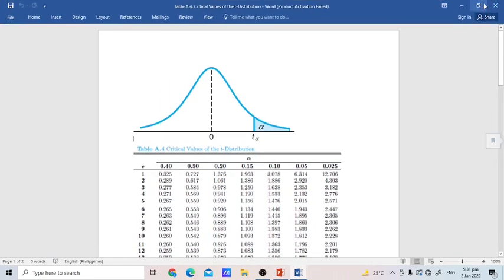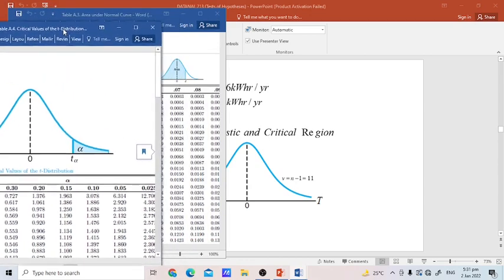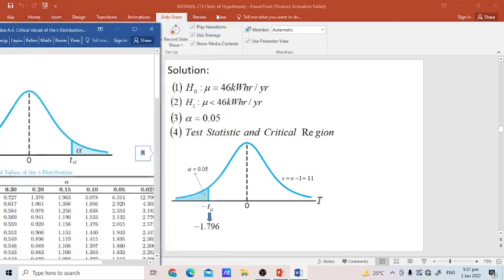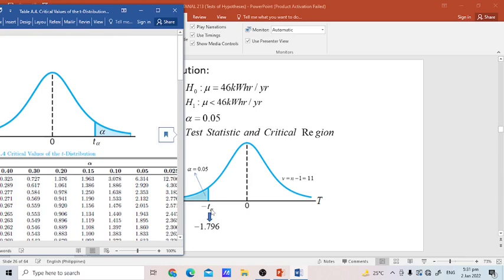Okay, so this is table 8.4. And we have here point zero. As you notice, this is area to the right. So if that is area to the right, no worries. This alpha 0.05, considering the symmetrical property of the graph, is also the same as this. So let's locate alpha of 0.05.